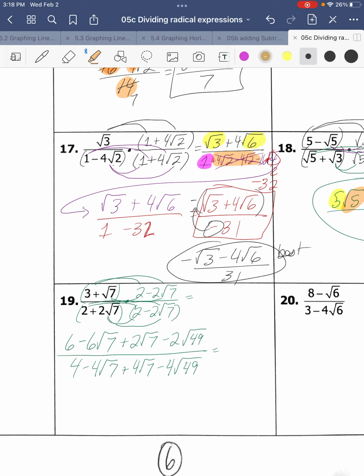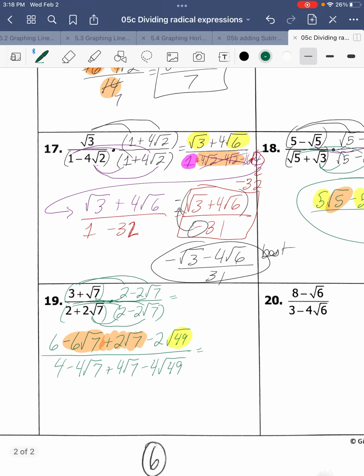Looking at our like terms and what we can simplify. I see in my numerator I have like terms here. I have a negative 6 square root of 7 plus 2 square root of 7. That's going to be a negative 4 square root of 7. I can also simplify the square root of 49. So let's put some stuff together.